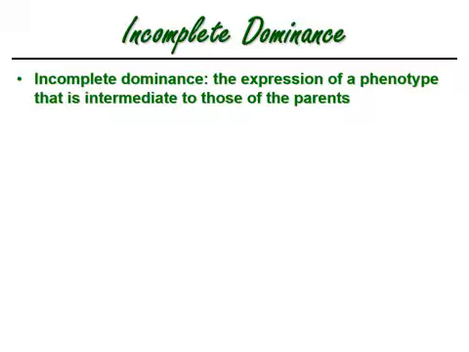So here's what incomplete dominance is. Incomplete dominance is the expression of a phenotype that is intermediate to those of the parents. Intermediate means it's somewhere in between. And if there is a phenotype that's somewhere in between your two parents, then it seems like it's blending, right? At least at first, in the initial description I've given you, it sounds like blending.